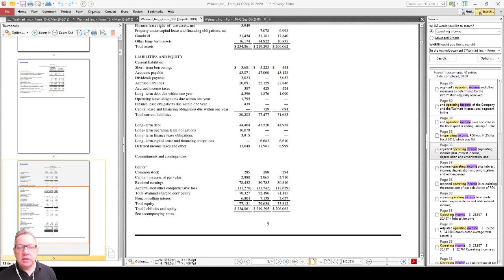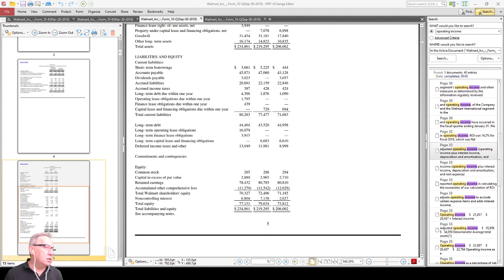It's just the way they split it on a balance sheet. If you look down, they've got long term. We're doing the long term right now. So there's long term debt in the next line item, 44,404. And then there's long term operating lease. So there it is, 16,079. Now, I'll show you something interesting. And then finance leases, 3915. And that's it. That's the debt.